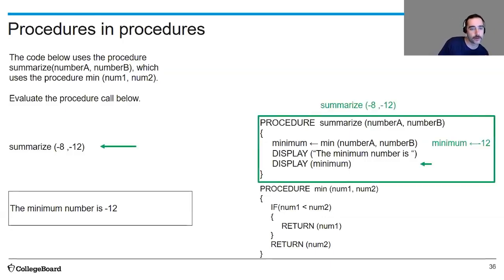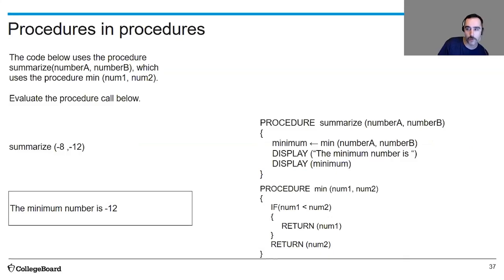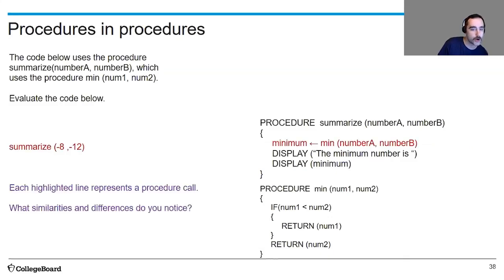So again, I want you to focus on the two calls here. Summarize(-8, -12) references the procedure summarize, and then the call there in red references the procedure minimum. And make sure you understand why on the minimum we had to assign it to a variable, because the procedure minimum gives a return value. Summarize did not, and so we just called that procedure by using its name.